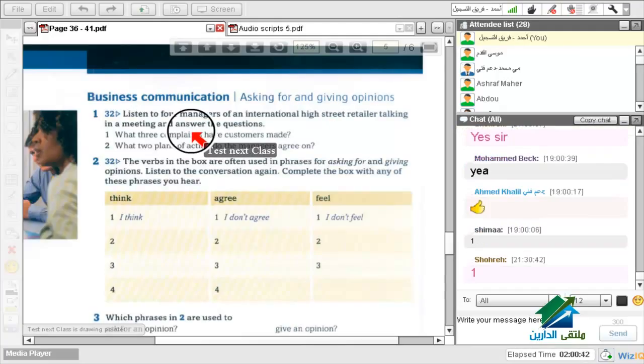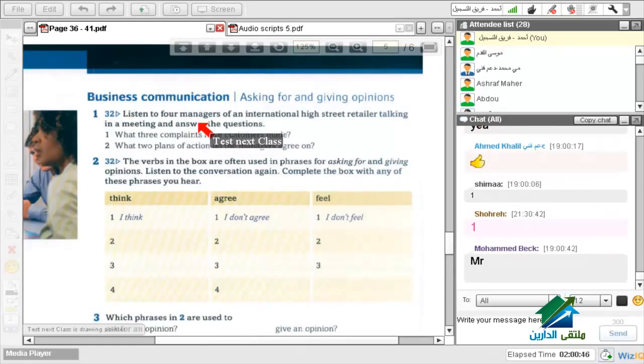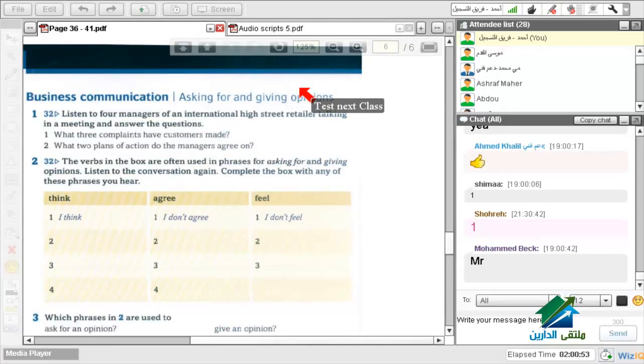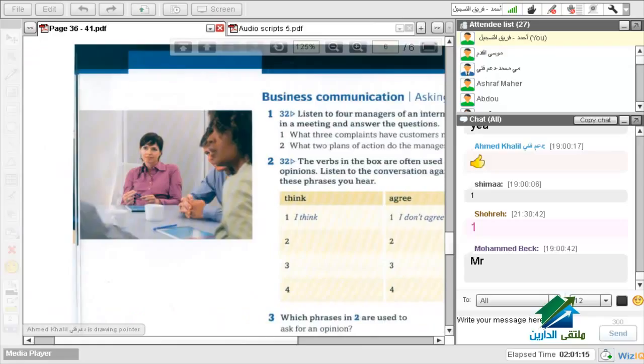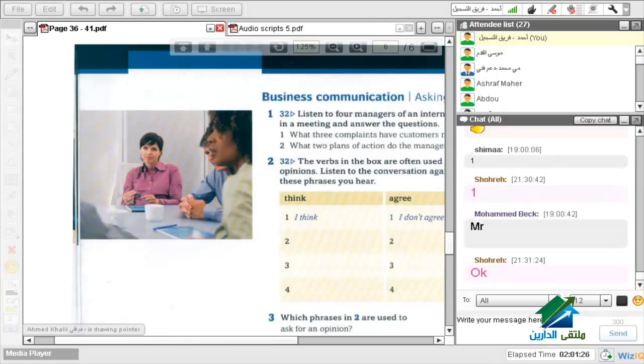Okay, great. So please now pay more attention to this. Listen to 4 managers of an internal high street retailer talking in a meeting and answer the questions, please. Number 1, what 3 plans have customers made, and what 2 plans of action do the managers agree on? We will play the audio. This is an important one. Focus on the way they ask for an opinion or give an opinion. That's very, very important, because in your company, inshallah, when you have a good job anywhere, you will need to give your opinion, and sometimes you will need to ask other people about their own.